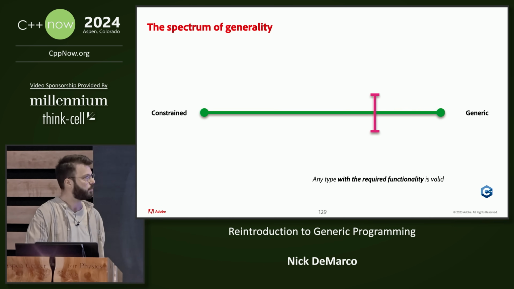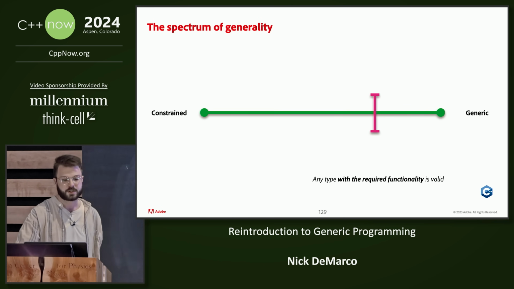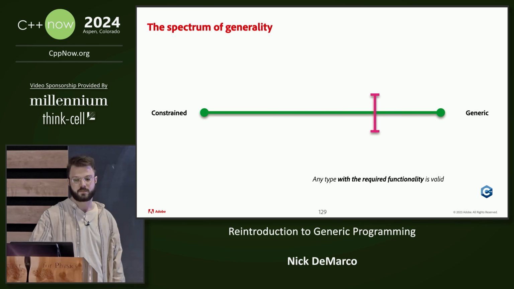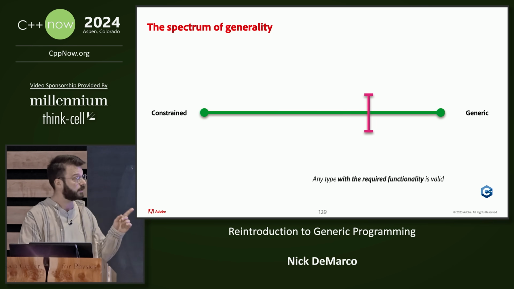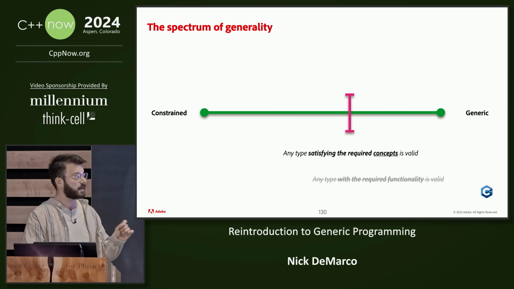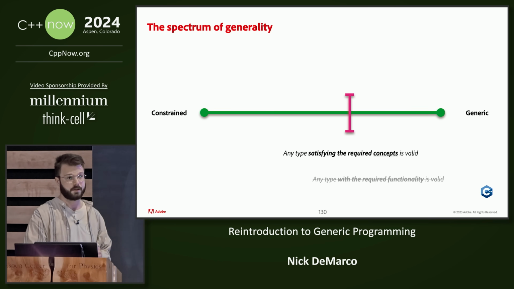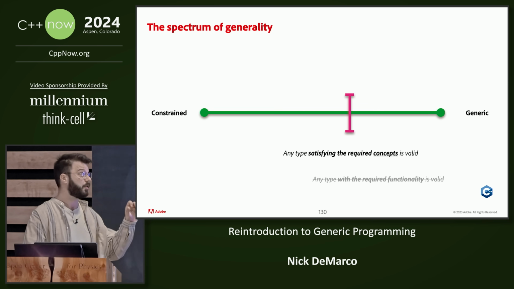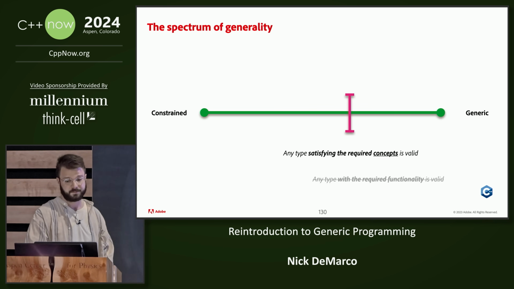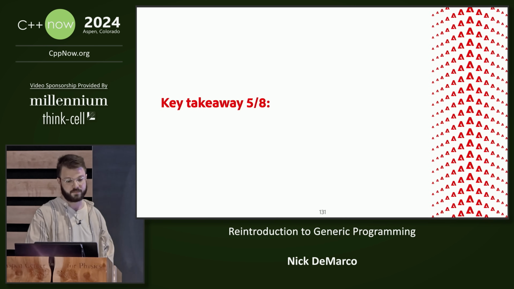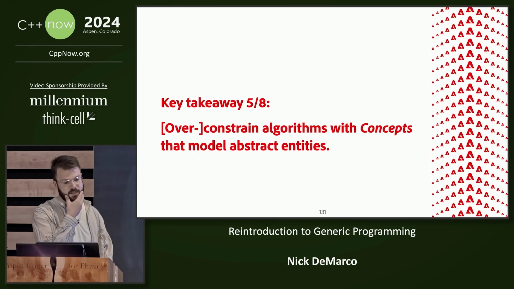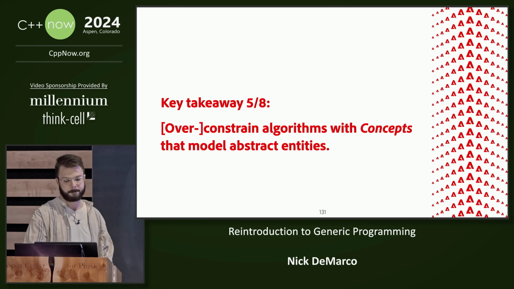So it seems this point on the spectrum is actually too generic. We went too far, right? We don't want to allow any type with the required functionality into our algorithms. Rather, we want any type satisfying the required concepts to be valid arguments. It's a small difference, but it is important. So takeaway 5 of 8: concepts should model abstract entities, even if that means technically over-constraining your algorithms.